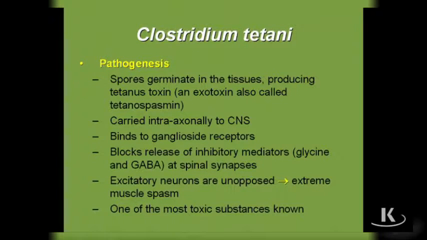Now, again, as far as the pathogenesis and virulence, the spores get inoculated into the tissue. They create a vegetative cell that then begins to secrete the toxin. And what kind of paralysis did we say this was? We said this was a spastic rigid paralysis. So what we're doing is we're blocking release of inhibitory mediators, in this case, GABA and glycine. So you wind up with your excitatory neurons completely unopposed, which gives you those very painful and extreme muscle spasms.